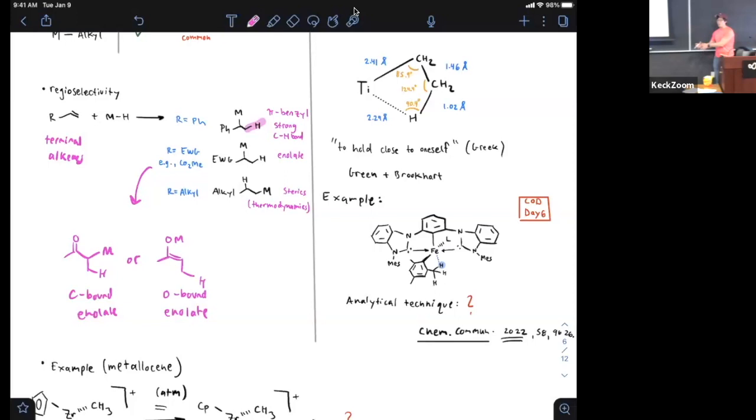And so we'll cover in just a moment a process called chain walking, where alkyl metal species can isomerize up and down an alkyl chain. And the thermodynamically preferred endpoint is to get to a terminal position in the absence of some of these other stabilizing interactions that we just covered.